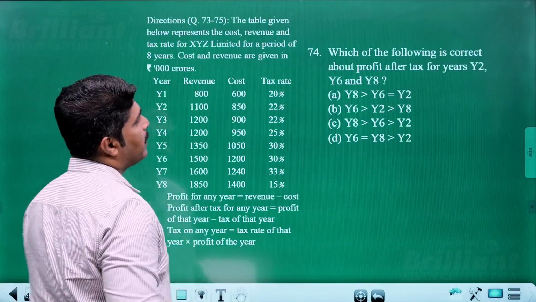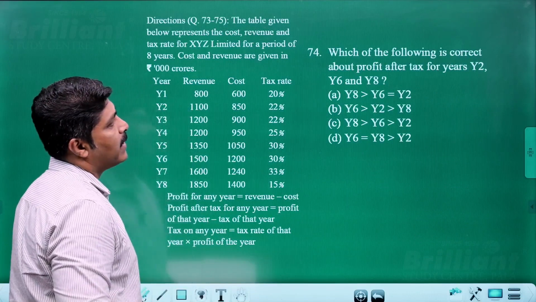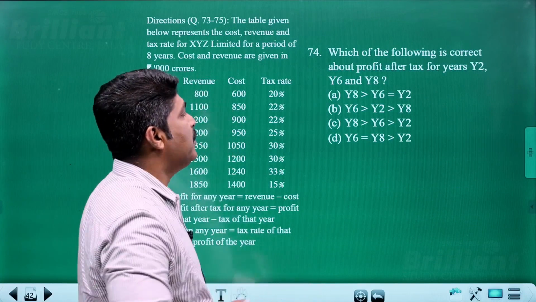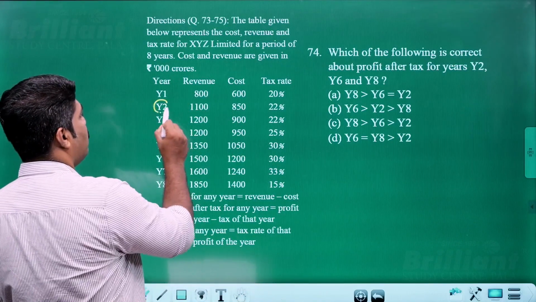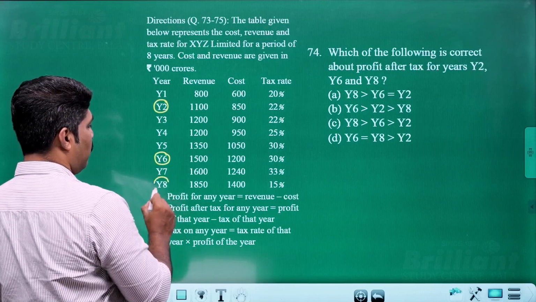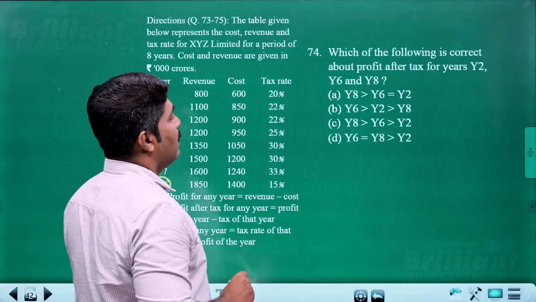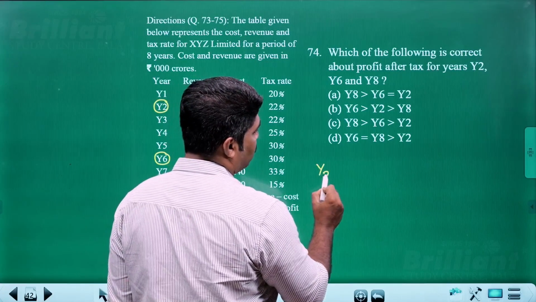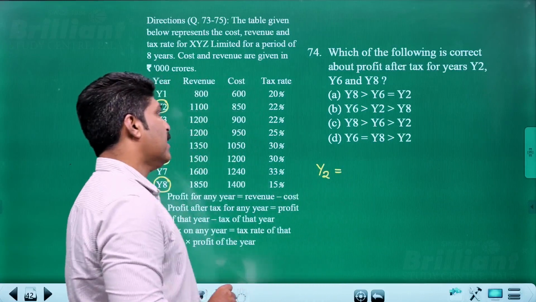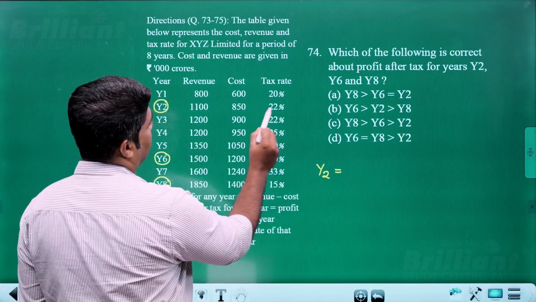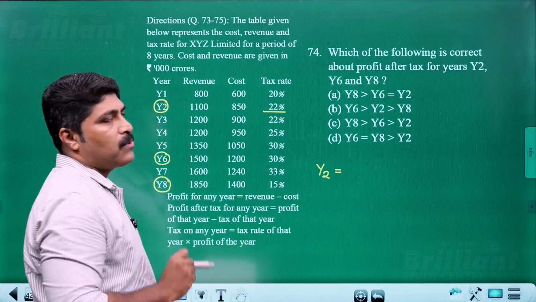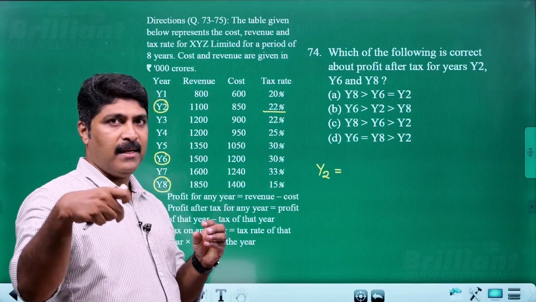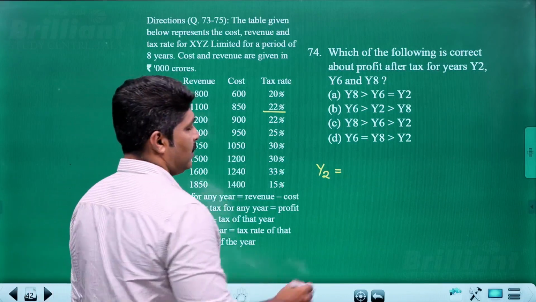That's a simple step. So the second one: which of the following is correct about the profit after tax for years Y2, Y6 and Y8? Got it. So profit after tax. If it is Y2, how can we consider it? What is the tax amount here? That is 22%. So what is its remainder? If 22% tax is there, what remains is 78%.